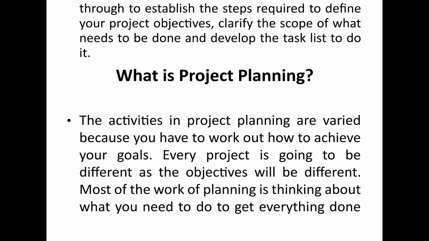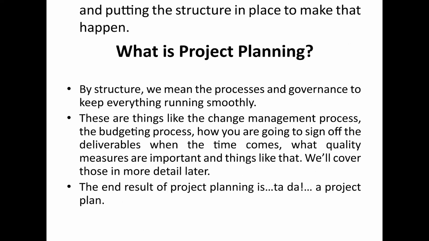So the activities in project planning are varied because you have to work out how to achieve your goals. So most of the work of planning is thinking about what you need to do to get everything done, right? And putting the structure in place to make that happen. By structure, we mean the processes and the governance to keep everything running smoothly, okay? Now, things like the change management processes, the budgeting process, how you are going to sign off the deliverable when the time comes, what quality measures are important, and things like that, we will cover in more detail later. The end result of it all is a project plan.